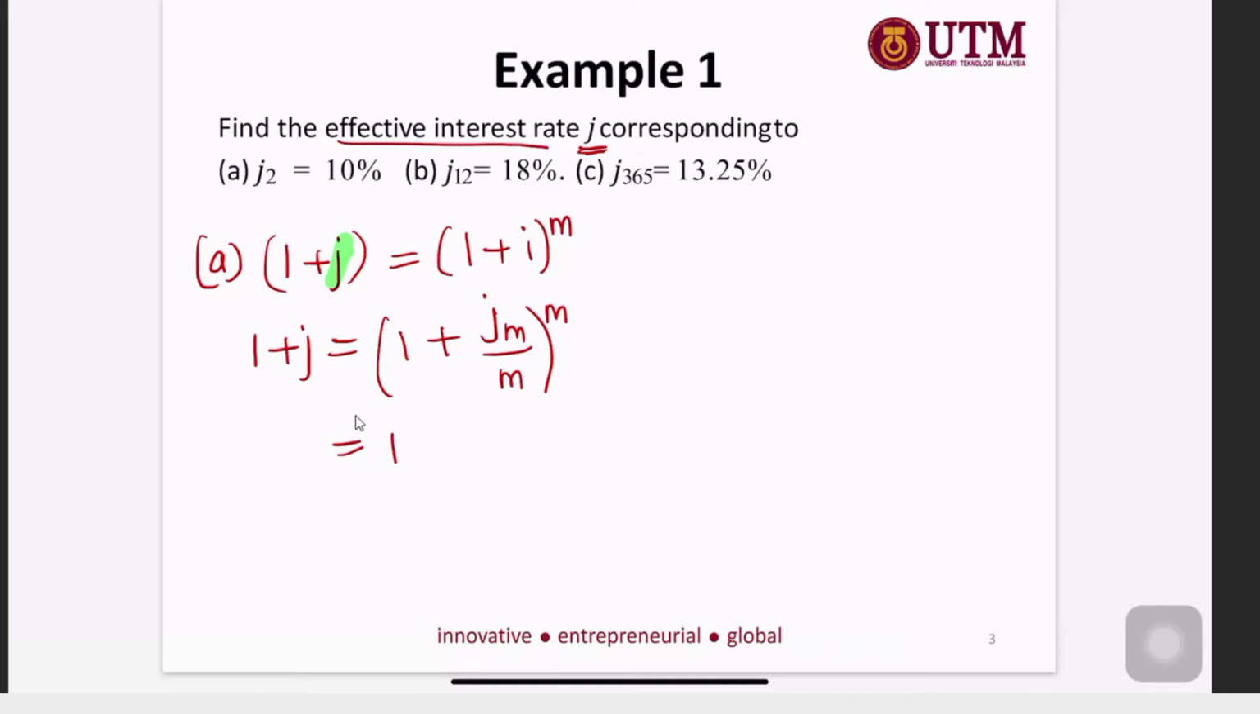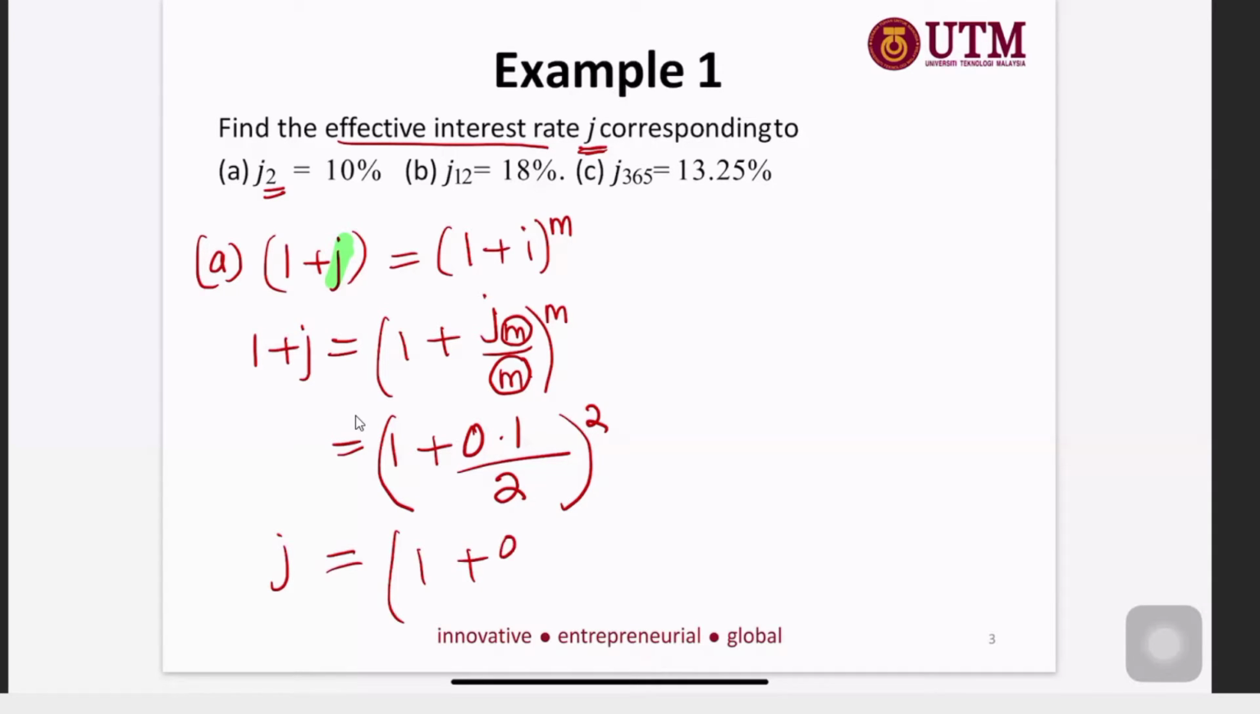And then we have 1 plus, now your JM is 0.1, right? These two mean compounded semi-annually, so you have to divide. You see here this M is the same. Since your M is 2, this one should be 2, and this one to the power of 2. Then you will get 0.1 divided by 2, to the power of 2, minus 1, and you will get the value of J. Try to insert the value of J and I into the equation, you will get the same value for both sides. Simple, this example 1.